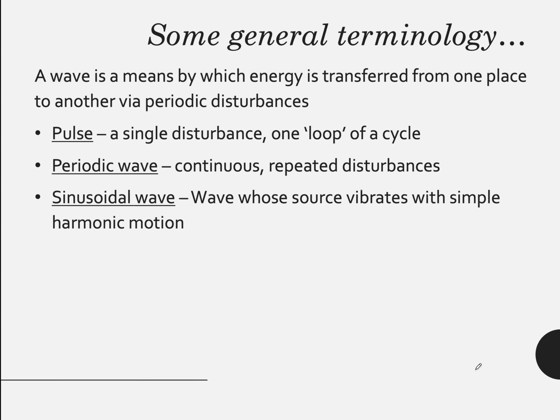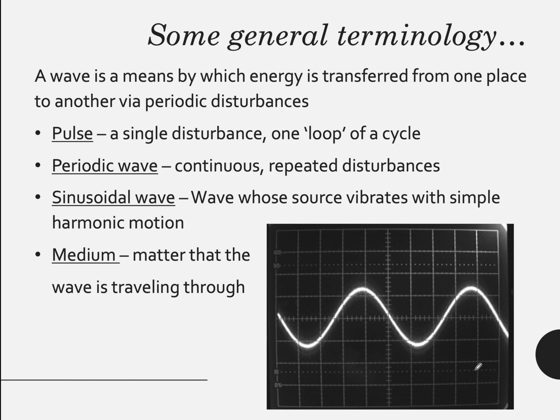Now, a couple quick definitions. A pulse is a single disturbance, one loop of a cycle. We'll talk about what a cycle means. A periodic wave is a continuous repeated disturbance. And sinusoidal waves are waves whose source vibrates with simple harmonic motion, the part that we've been talking about. A medium is the matter that the wave actually transfers through. Sorry, it's a few words there.